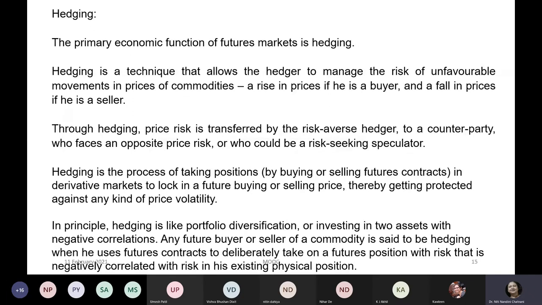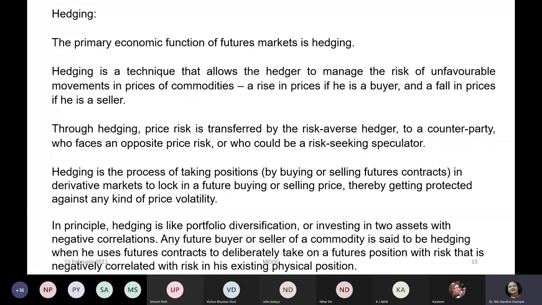And the futures markets, or the derivative markets as we have understood them by now, their primary function is hedging. They allow a buyer of a commodity to fix a buying price and the seller of a commodity to fix a selling price, and then not to be worried about, if you're a buyer, what happens if prices rise? I'm not worried. If you're a seller, what happens if prices fall? I'm not worried, because my buying and selling price is fixed. So hedging is a technique that allows the hedger, which could be a buyer or a seller, to basically be protected against unfavorable changes in the price of the commodity.